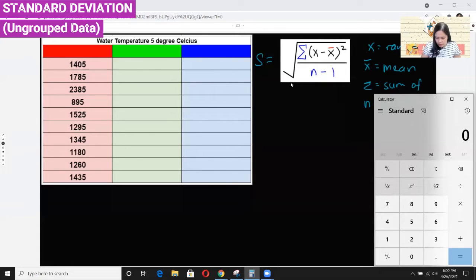First step in here is we're going to find the summation of the given raw scores to find the mean. To find the mean, or the x bar, we have the summation of the raw scores, this is the x, over n. So we need to find first the mean. We're going to use a calculator for that.